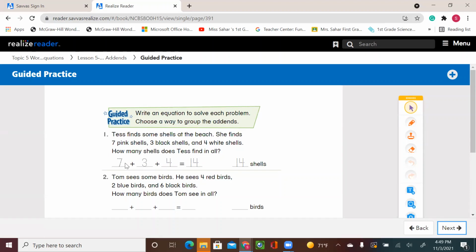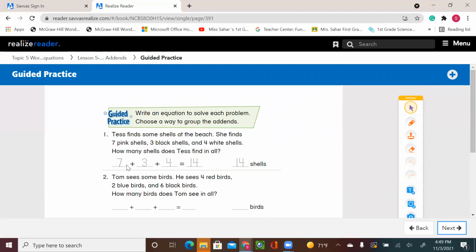So over here, you can have 2 ways. We can say 7 plus 3 equals 10. So you add the first 2 addends, and then 10 plus 4 equals 14. You are adding the third addend. Or you can say 3 plus 4 equals 7. So you're adding the second and the third addend together to make 7. And now I see my double. So 7 plus 7, double sevens, is 14. And I'm going to put 14.